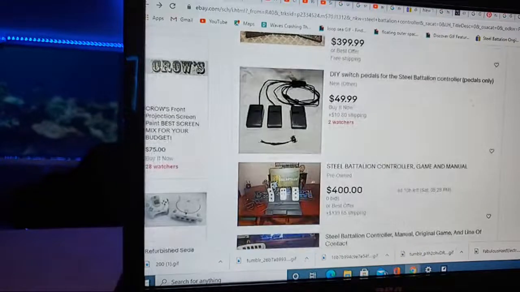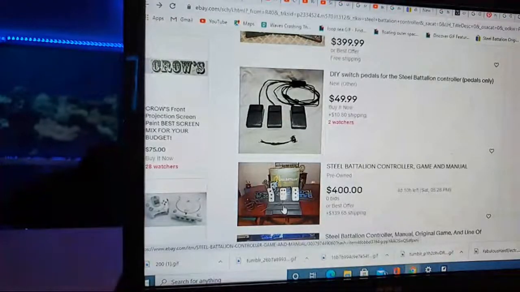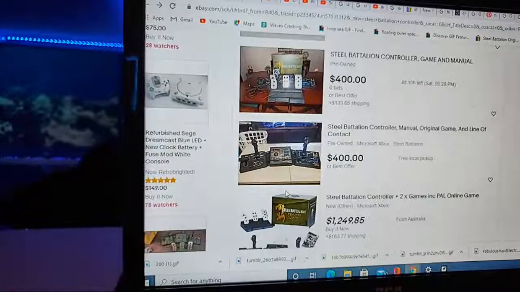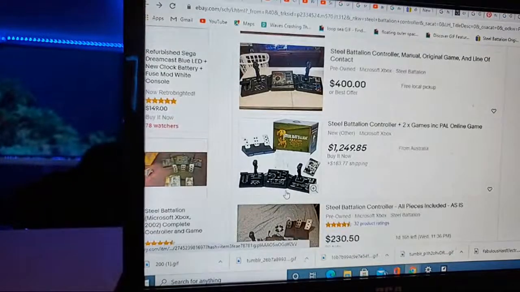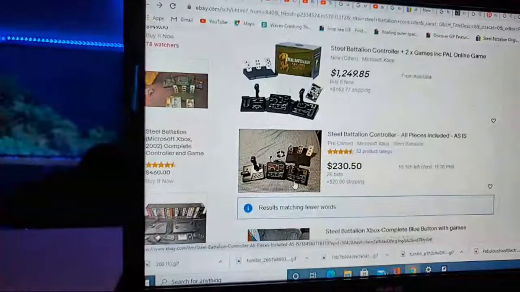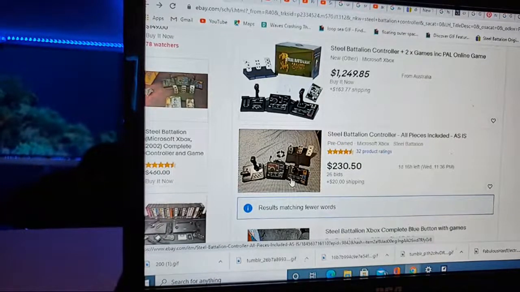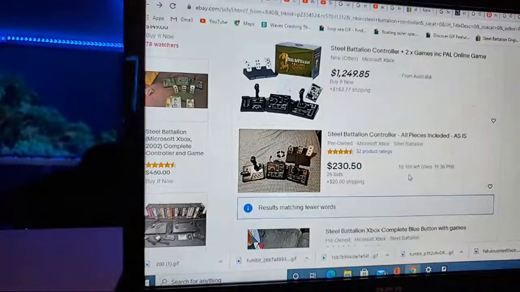Those are not Steel Battalion pedals. See, those are Steel Battalion pedals. $400. Good gracious, what the freak? Seriously? That's really crazy expensive. They're bidding on this one right now. They got 1 day, $230, $20 for shipping, $26. People bidding on it. 1 day, 6 hours. Ooh. I want it. That's the only thing about it.